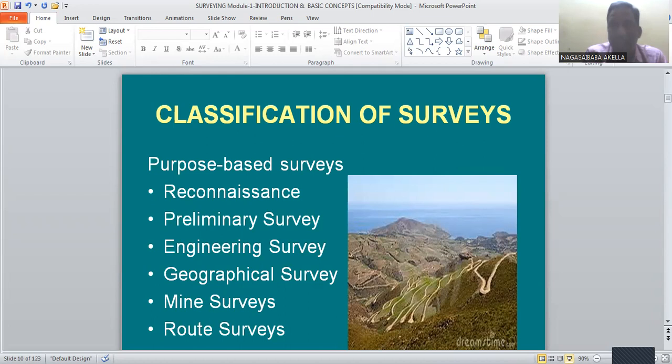Next, route surveys. Route surveys are done in traffic surveys. Which route has more demand, and which route is giving more income to the government. To select the final route, 2-3 alternate routes are surveyed. Whichever route can be constructed with less cost and gives maximum revenue to the government is finalized as the route survey. Okay, so these are purpose-based surveys.